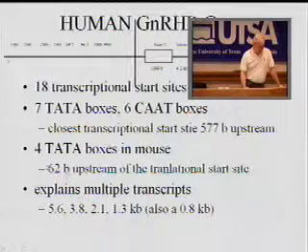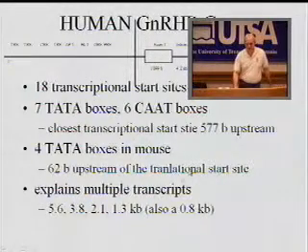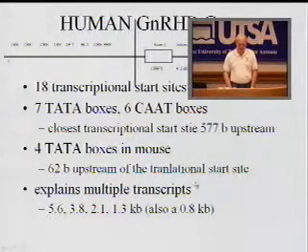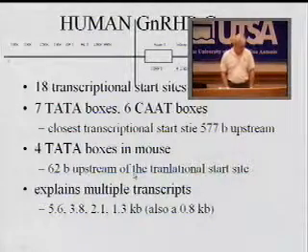So these are 62 base pairs upstream of the translational start site. And note this is a translational start site in this case. So there's an additional 62 bases upstream of there, and it's uncertain what they might be doing.